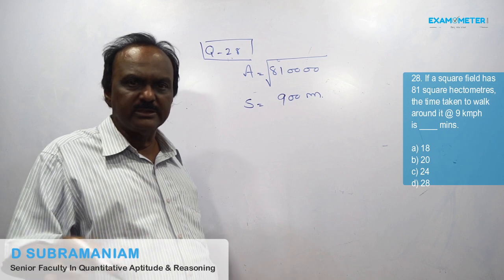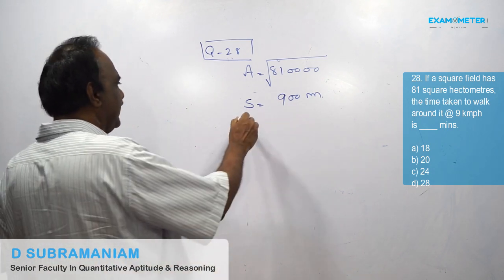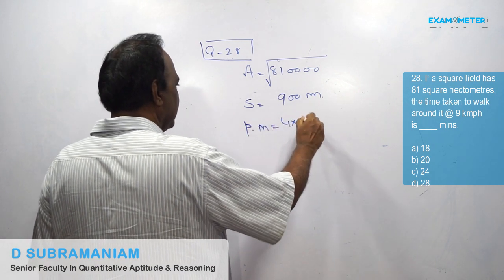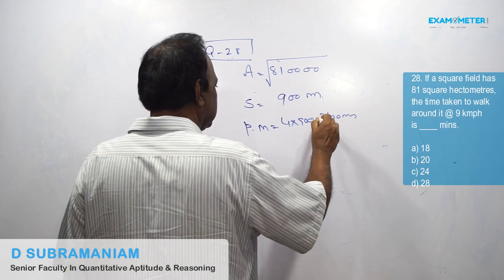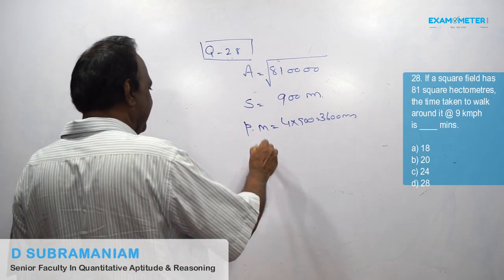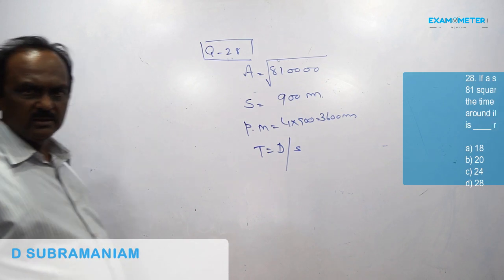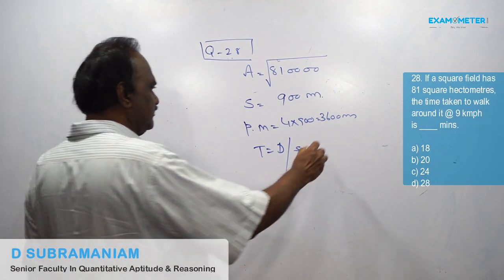Before finding out the time taken, we have to find out the perimeter. Perimeter of a square, 4 into side, that is 3600 meters. We have to find out the time. Time is equal to distance by speed.